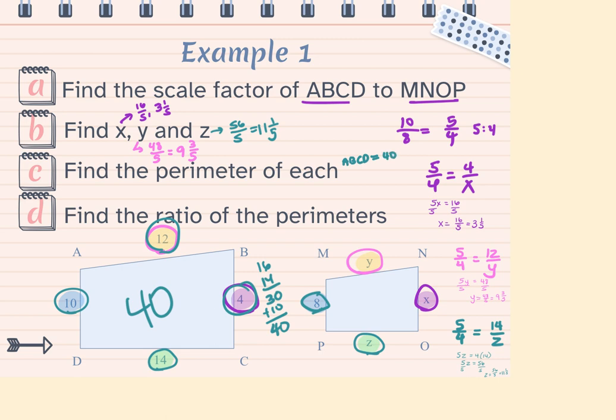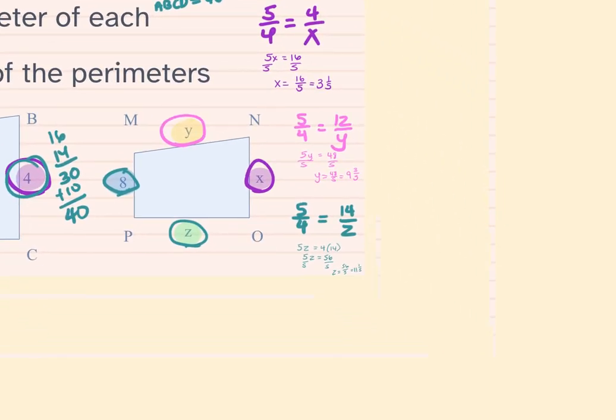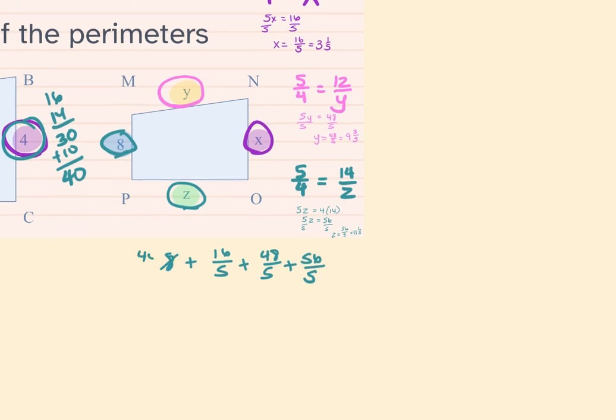And then we've got to add the perimeter of all the other ones. So I'm going to go back to before they were mixed numbers. I would get 8 plus 16 over 5 plus 48 over 5 plus 56 over 5. They are fractions, but at least they all have the same denominator. So I'm going to change 8 to be 40 over 5. And then 40 plus 16 is 56, 56 plus 48 is 104, plus 56 is 160 over 5.